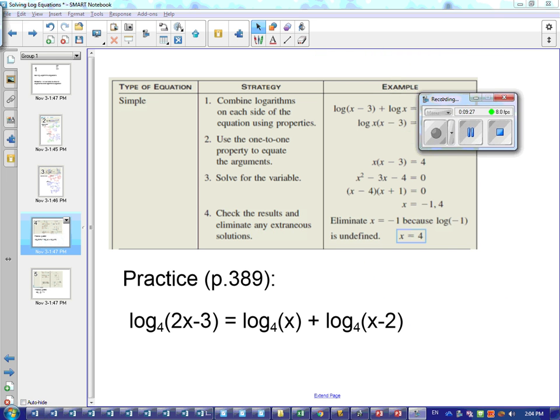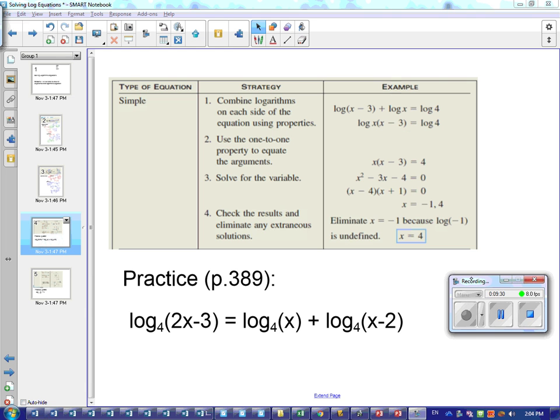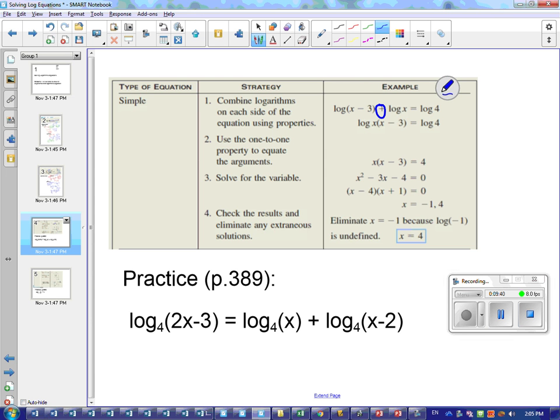So again, starting with the simple kind. What you want to do is you want to have a single logarithm on each side. That's your first step. So you can see here, when there's a plus sign, it gets combined with multiplication. So the left side becomes log x times x minus 3 equals log 4. When both sides have a log, the log gets canceled out. So then you have x times x minus 3 equals 4. That's that one-to-one property to equate the arguments. The argument, that's just a fancy word for the input of the log function.